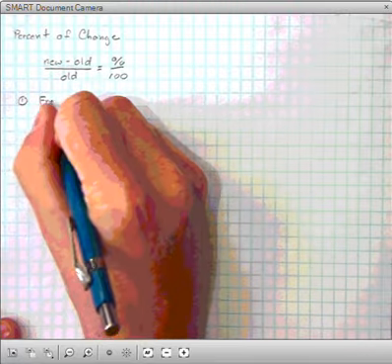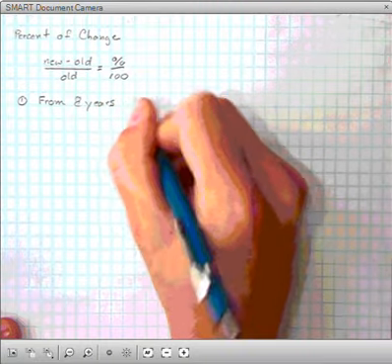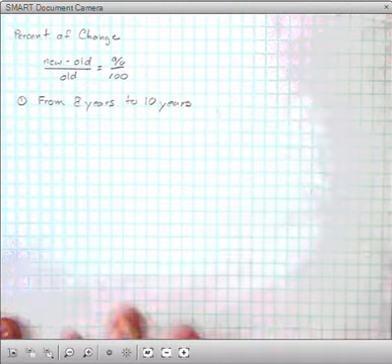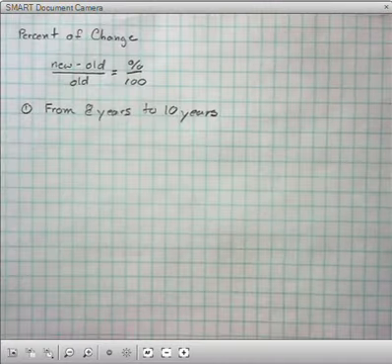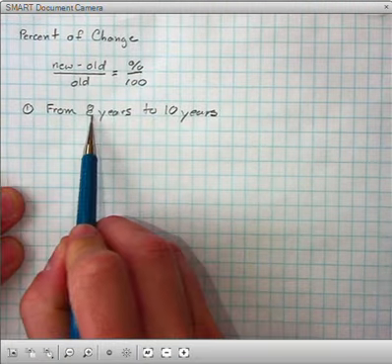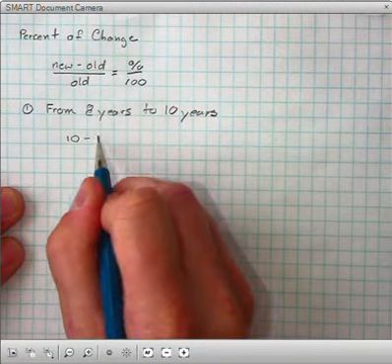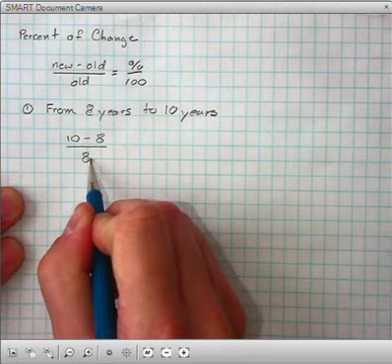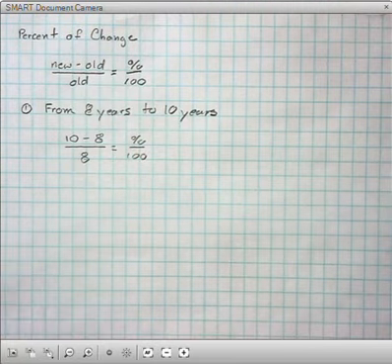So if you go from, let's say, 8 years to 10 years, and you were asked to find the percent of change, that's the percent of increase or the percent of decrease, we're going to start with our new amount. So we went from 8 to 10, so our new amount is 10, and then we're going to take our old amount, which is our original 8, over our original amount, which is 8, and that'll be equal to our percent over our 100. Now we're looking for that percent.